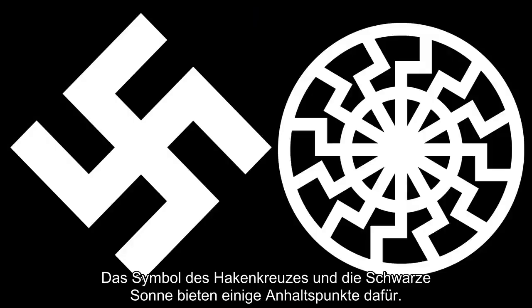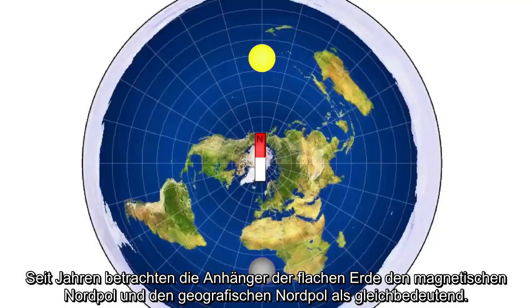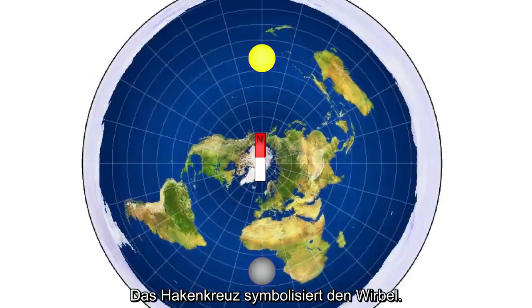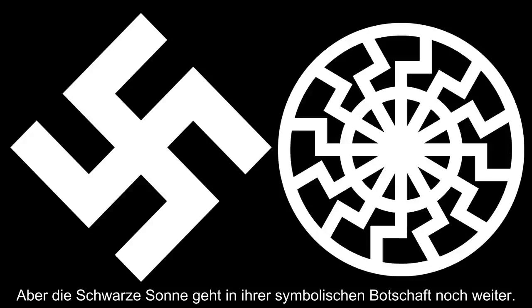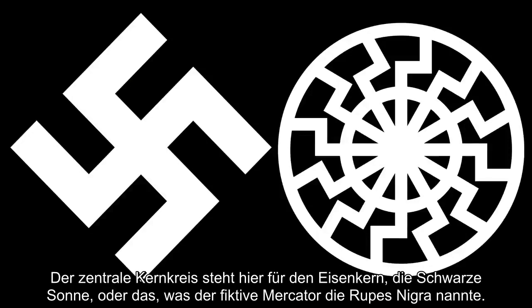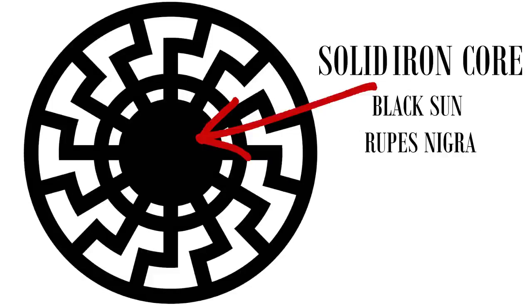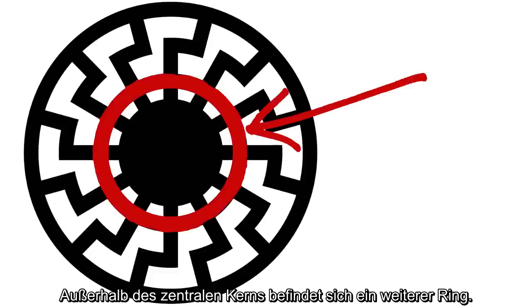The symbol of the swastika and the black sun offer some clues as to why. For years now, flat earthers have come to see the magnetic North Pole and geographic North Pole as synonymous, but they are not. As you know, the swastika symbolizes the vortex, but the black sun takes its symbolic message further. The central core circle here represents the iron core, the black sun, or what the fictional Mercator called the Rupes Nigra. But look closer. There is another ring outside of the central core.